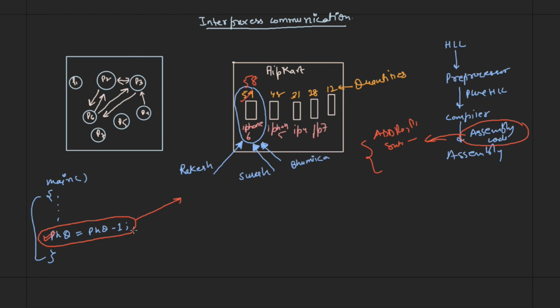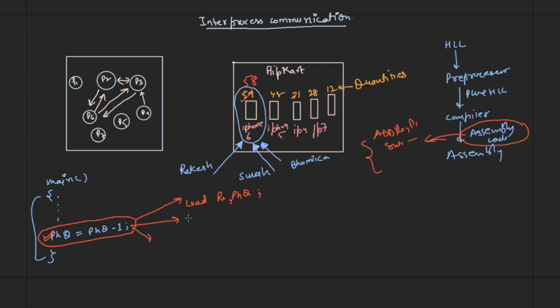In the same way, if this instruction is going to be executed, what will happen? This instruction is generally broken down into 3 instructions. For example, the first instruction can be: load the value of the phone variable into register R0. That is, you load this value into the register R0.